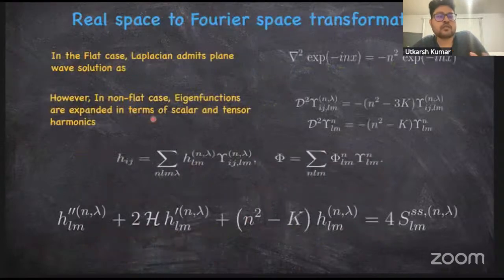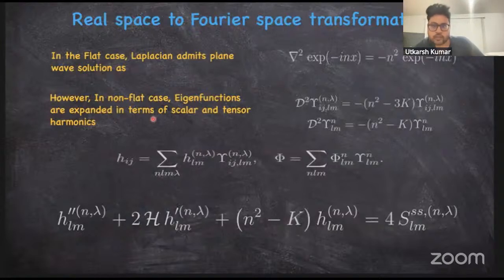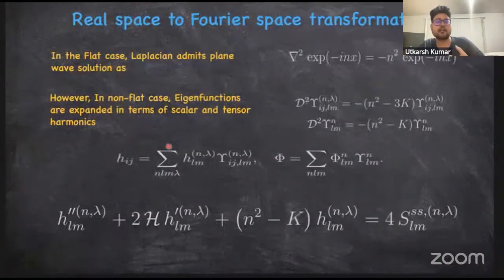Yeah. So now all the equations presented in previous slides are written in real space. In order to study cosmological quantities, the key quantity is the power spectrum of the perturbations. For the calculation of the power spectrum, it is convenient to transform the equations from real space to Fourier space. So in the flat case, it is often used to do so.